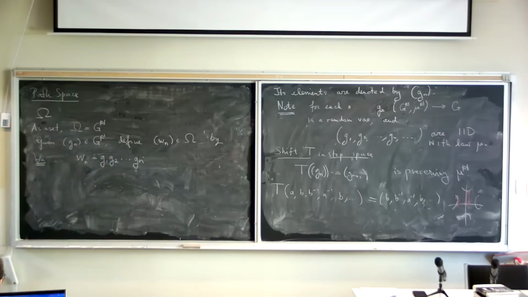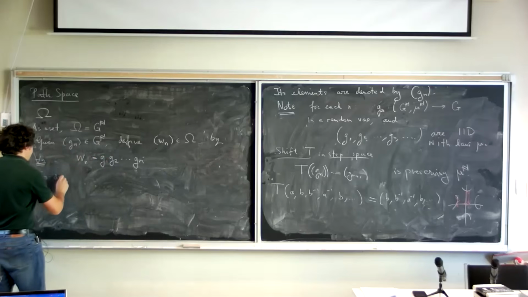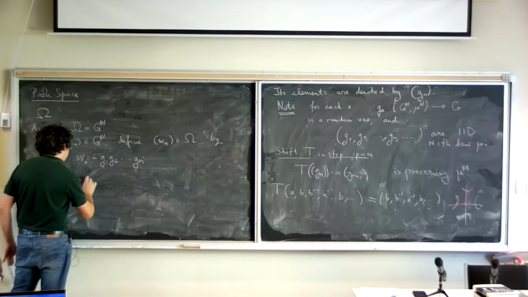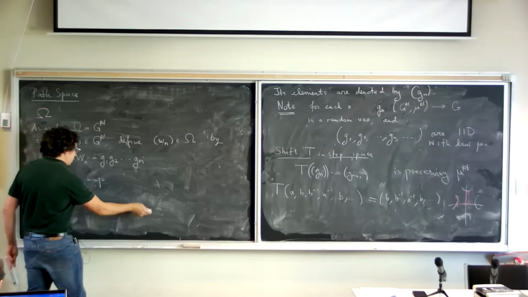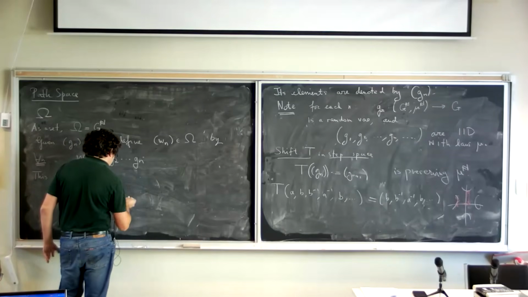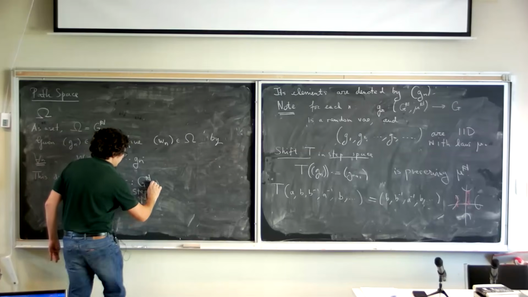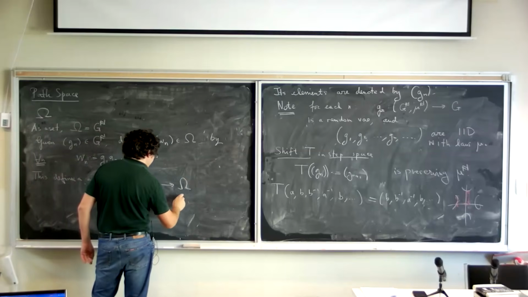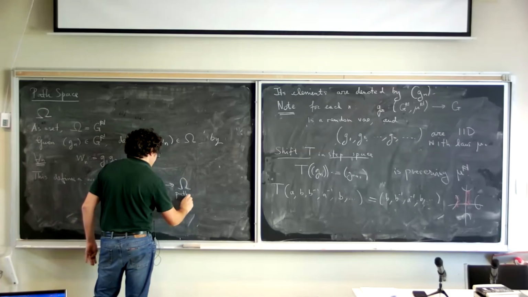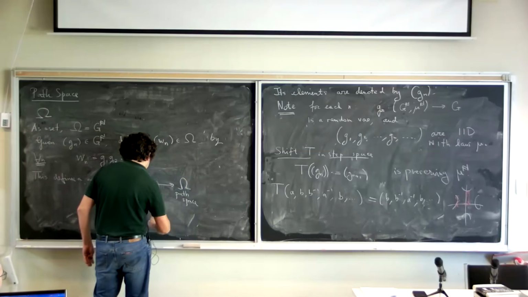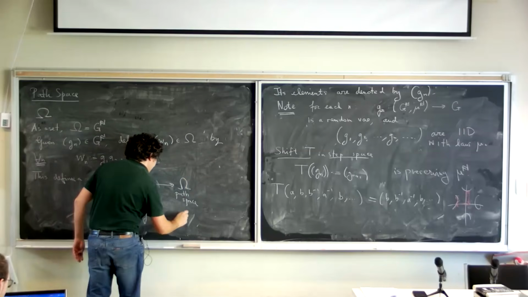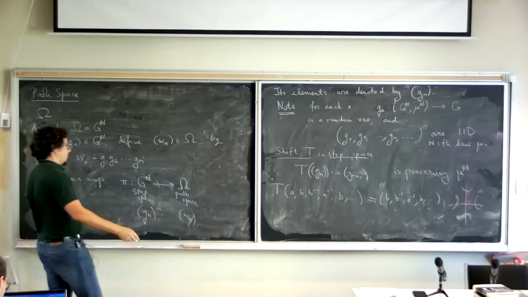This defines a map. Let's call it pi from the step space to omega. We're going to call omega the path space. Here the elements are Gn's, and here the elements are Wn's.